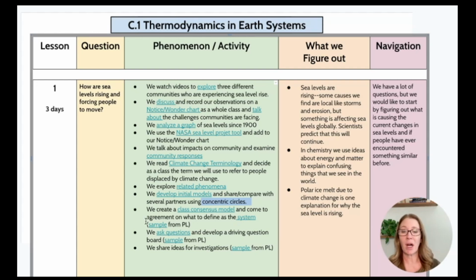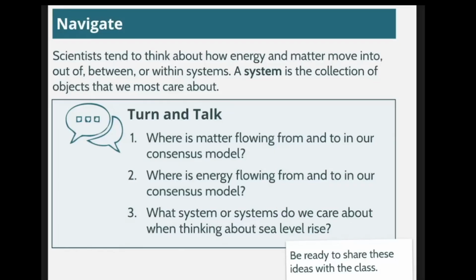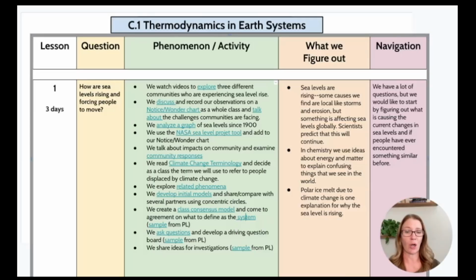And so we come to an agreement, and as we're doing the consensus model, on what we define as a system. This should be a review for chemistry students, but it's going to talk about what's going into our system, what's going out of our system. So inputs and outputs, we're creating that lens of matter and energy. And we think about which systems we care about that are contributing to sea level rise: the ocean system, the rivers and the land water. So we kind of figure out that all of these earth systems are together contributing to sea level rise.